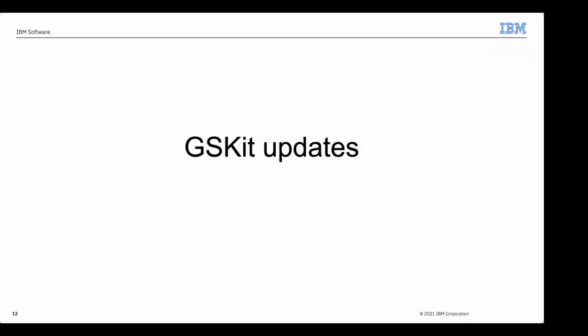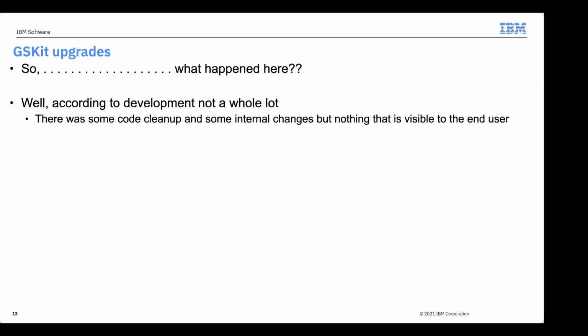And the same thing applies to our GSKit, or what is called the Global Security Kit. This is a set of functionality that is distributed by IBM to a number of its products. So for example, GSKit is in DB2 and it's in Cognos and other products. And it allows us to use TLS libraries and other security-oriented features and functionality.